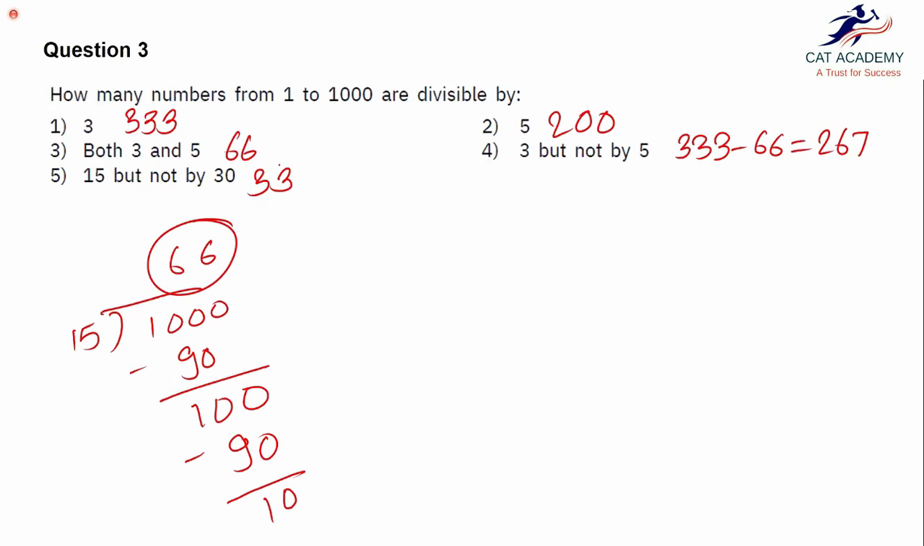Rakshit, fifth one, 15 but not by 30. Multiples of 15 are like this: 15, 30, 45, 60. So all the odd multiples are not divisible by 30. Even multiples are divisible by 30. So out of the 66, half will be odd, half will be even. So 33 are not divisible by 30. 33 are divisible by 30. So here I need not divisible by 30. So 33. Done? So all done. Can we go to the next question?